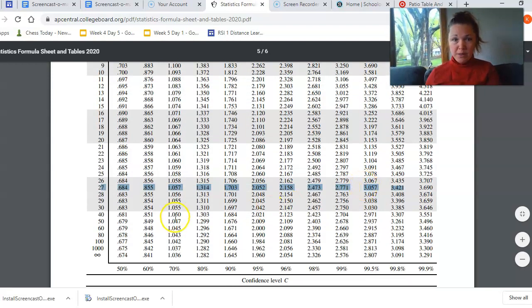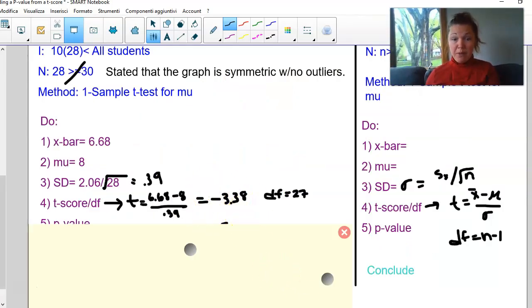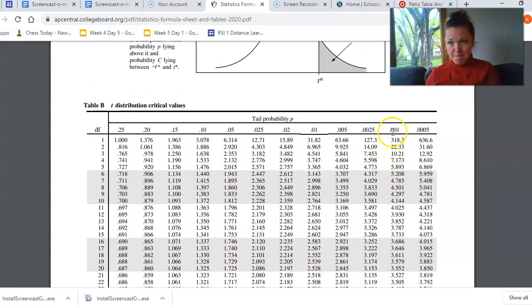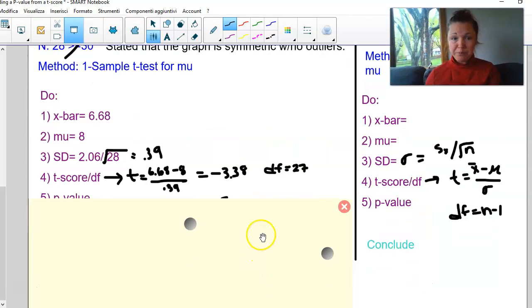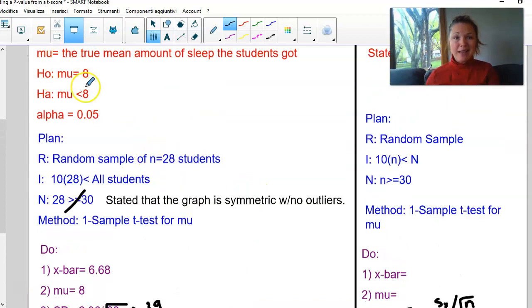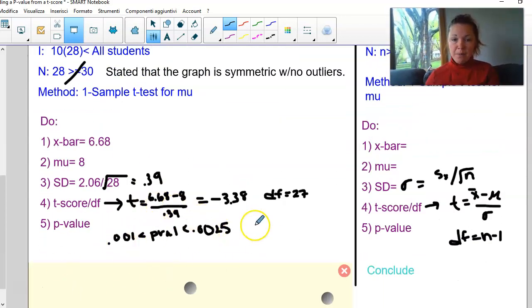I'll do it again just in case you were lost. Our degrees of freedom are 27, and the absolute value of our t-score is 3.38. I scroll across and find the space where it fits in between the values: 3.38 is right in between 3.057 and 3.421. I scroll up and I get 0.001 and 0.0025, so our p-value is in between these two values. I didn't write it very nicely, sorry. We do not need to multiply by 2 because it is not a not-equal-to, so this is our final p-value.